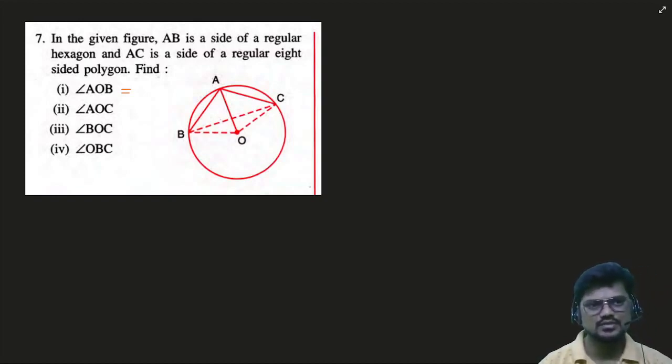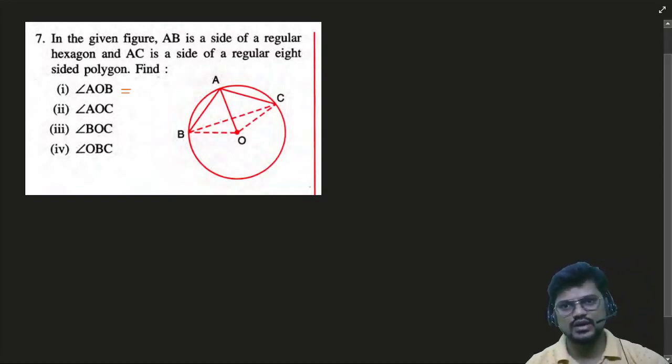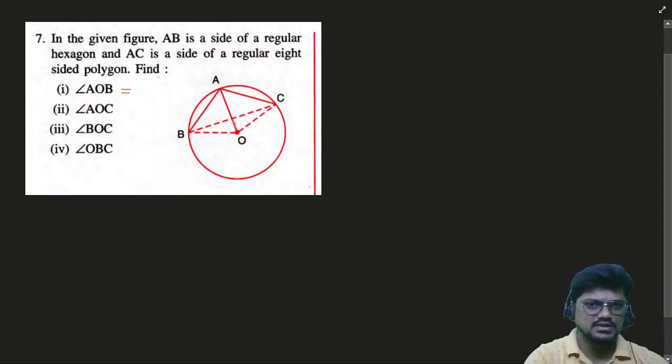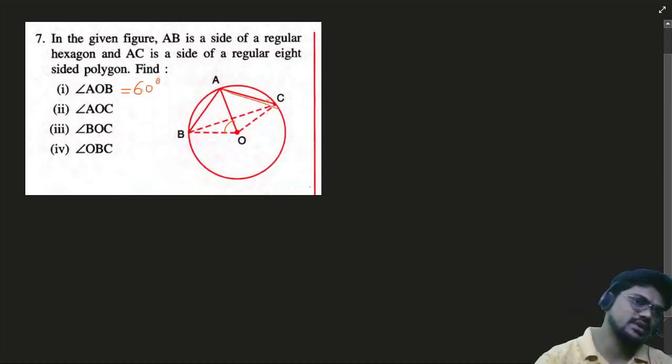I'm not asking the answer, but is angle OBC in decimal? Yes, it is in decimal. So what I was saying: how we can find angle AOB is, this angle will be equal to 360 upon 6, since AB is a side of a hexagon. If it is a hexagon, it will have 6 sides, so that is 360 divided by 6. So angle AOB is 60, and angle AOC, since it has 8 sides, what will be angle AOC?